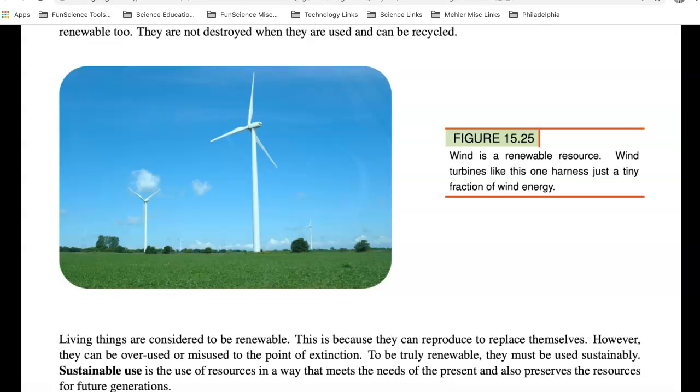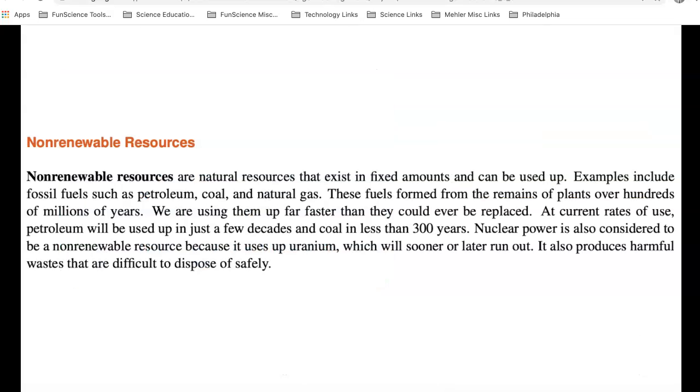Living things are considered to be renewable, and that's because we can reproduce and replace ourselves. To be truly renewable, though, we must use resources in a sustainable way. Sustainability is a relatively new concept that we are all living with. Sustainable use is to use resources in a way that meets the needs of the present and also preserves the resources for future generations. That's really important now.